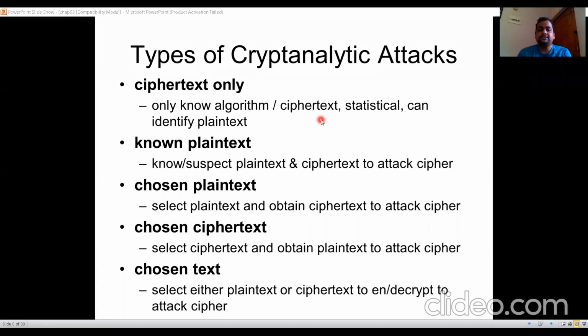But if it's a known-plaintext attack, that means some part of the plaintext and its corresponding ciphertext is known. From analyzing those pairs, we can find out all the plaintext by using this pairing mechanism.